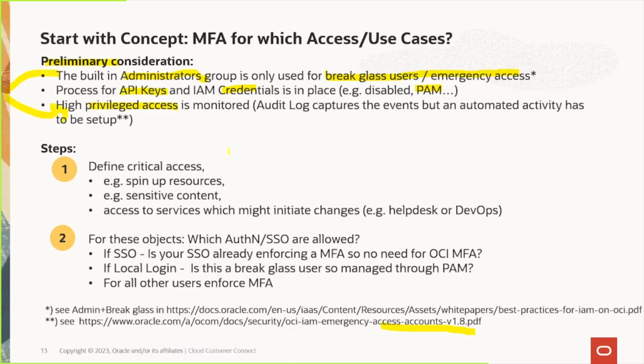So to get to the scope of what should be protected by MFA, I would suggest as a first step, define your critical access. What can be critical is spinning up resources. If you think about your tenant, and depending on your billing model, someone can spin up resources until your quota is reached, and you would have to spend much money on things which others misuse.